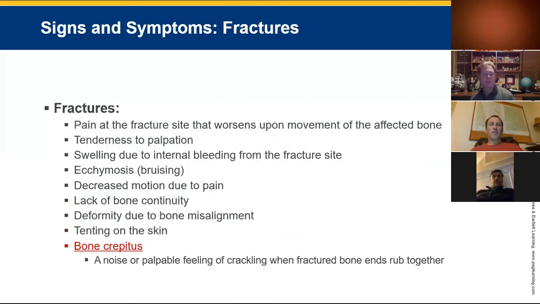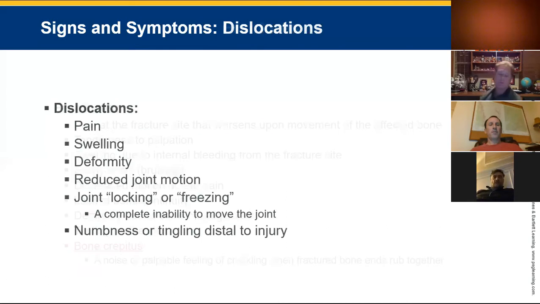So signs and symptoms of fractures, again, they all kind of mimic one another. That's why I say treat everything like a fracture. Pain at the fracture site that worsens upon movement, tenderness, palpation, swelling due to the bleeding at the fracture site. You may or may not see bruising, decreased motion because of the pain, lack of bone continuity. It doesn't look right. Tenting on the skin because you've got that fracture, that movement. And then we talked about bone crepitus, the noise and the palpable feeling of crackling when the fractured bones rub together, that Rice Krispies cereal feel.